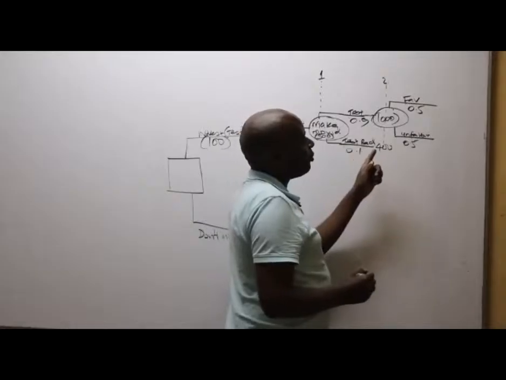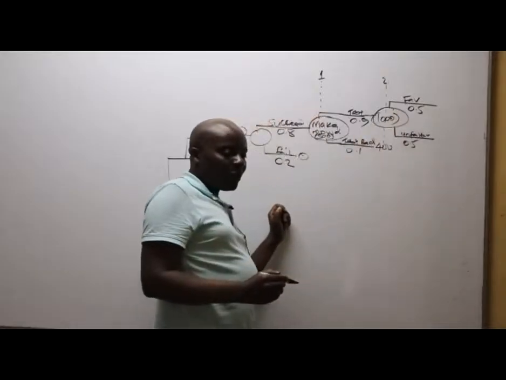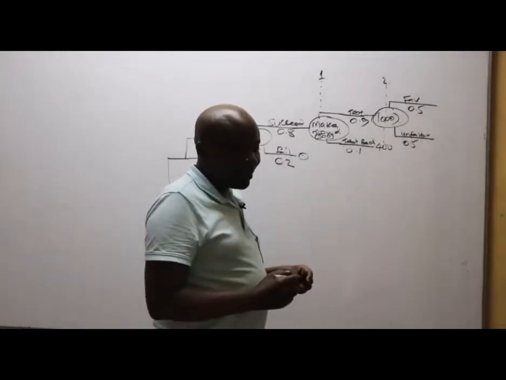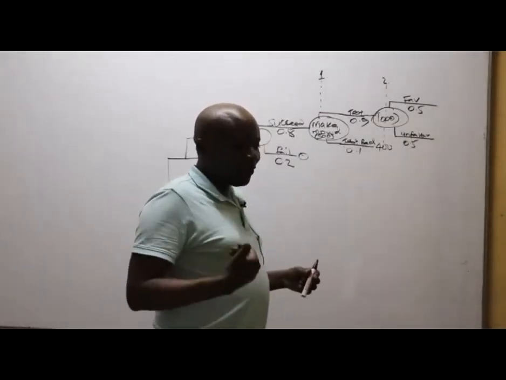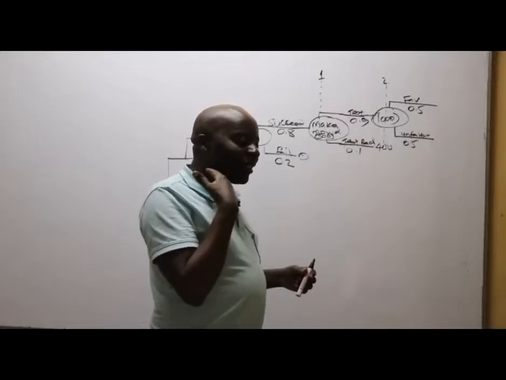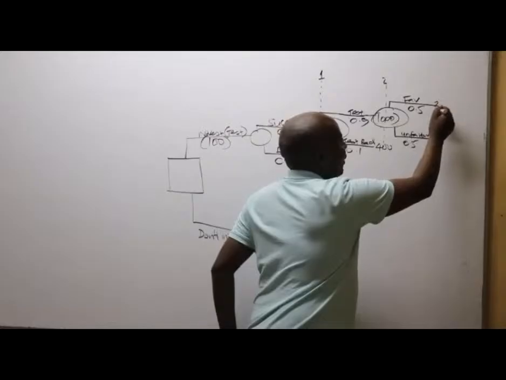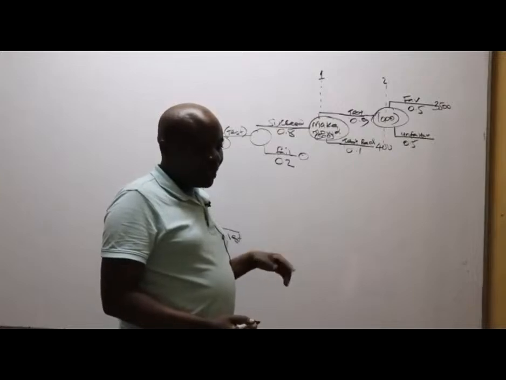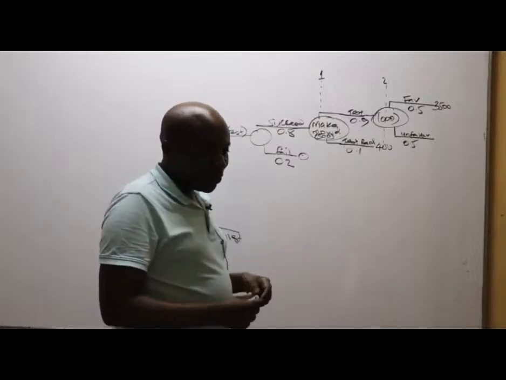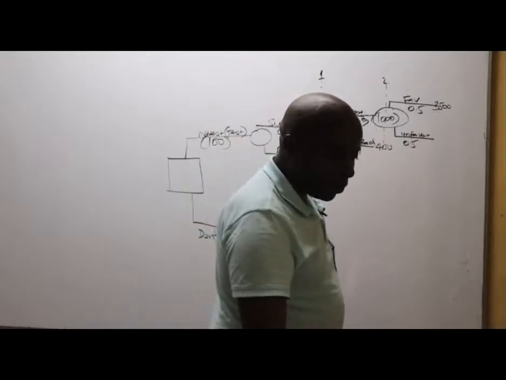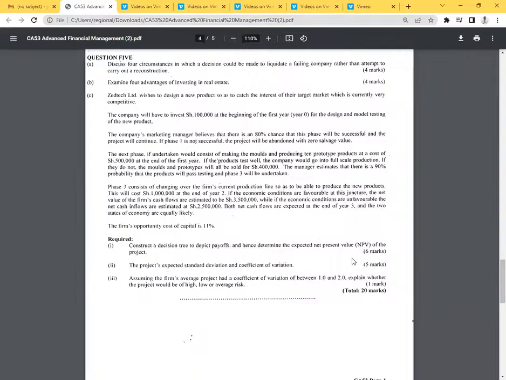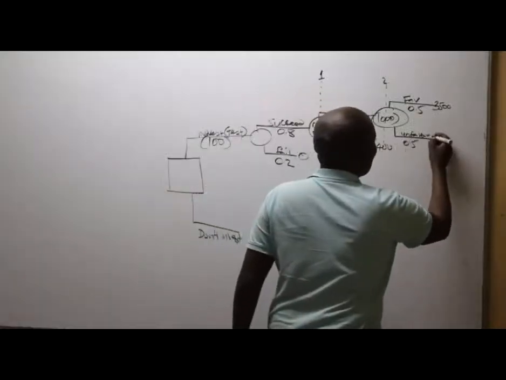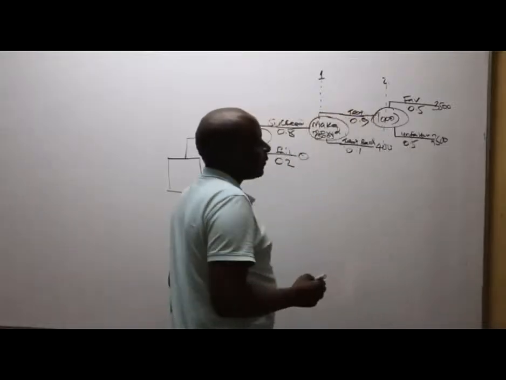What have they told us about the economy being favorable? If the economy is favorable, how much shall we earn? 3,500. Our figures are in thousands. If the economy is favorable, we shall earn 3,500. What if the economy is unfavorable? Hashem is telling me 2,500. If the economy is unfavorable, they've told us here we shall earn only 2,500, like that.